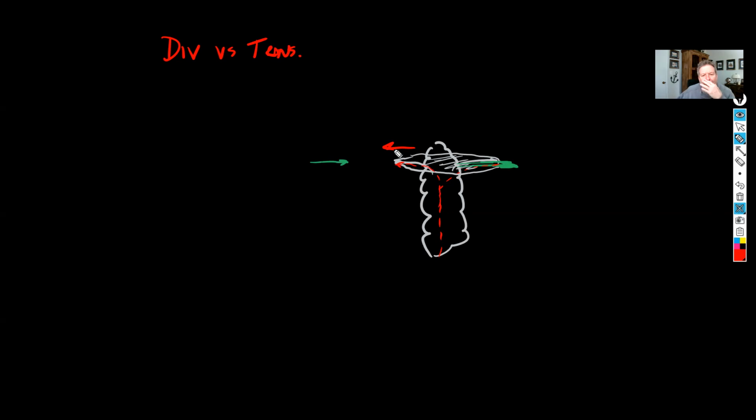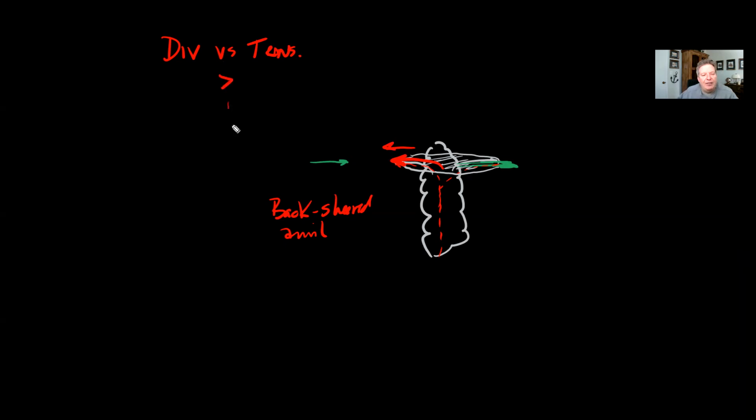So what happens if there's more divergence than translation? That means debris is going to go backwards. And that forms what we call the back sheared anvil. And that back sheared anvil tells me stuff. Here's the thing. I need the divergence more than the translation, and then I get the back sheared anvil.